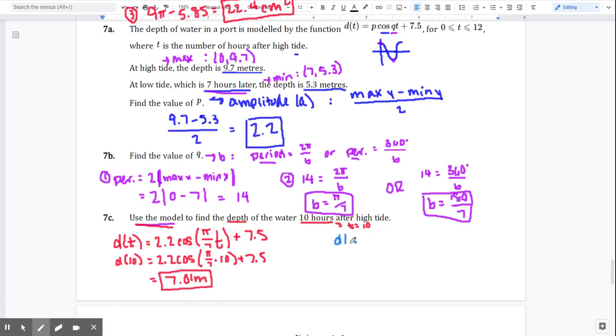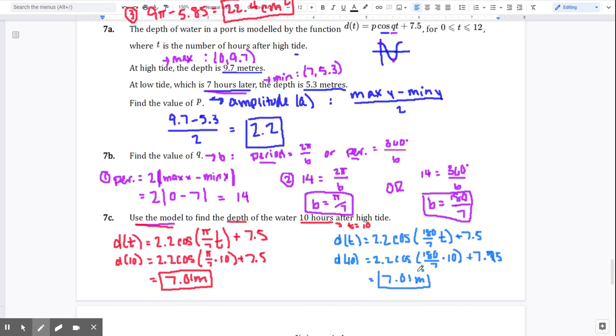Right, so alternatively in degrees, my setup would still have the 2.2. That didn't matter whether I was in degrees or radians, but cosine of 180 divided by 7 times t plus 7.5. So same idea that I would sub in 10 for t. And then go to my calculator. But remember, I would have to be in degree mode for this because my b, depending on my period, I measured in degrees for this one. So I'll still get the same answer. It's just a matter of whether you use degrees or radians. That's what mode you need to be in.